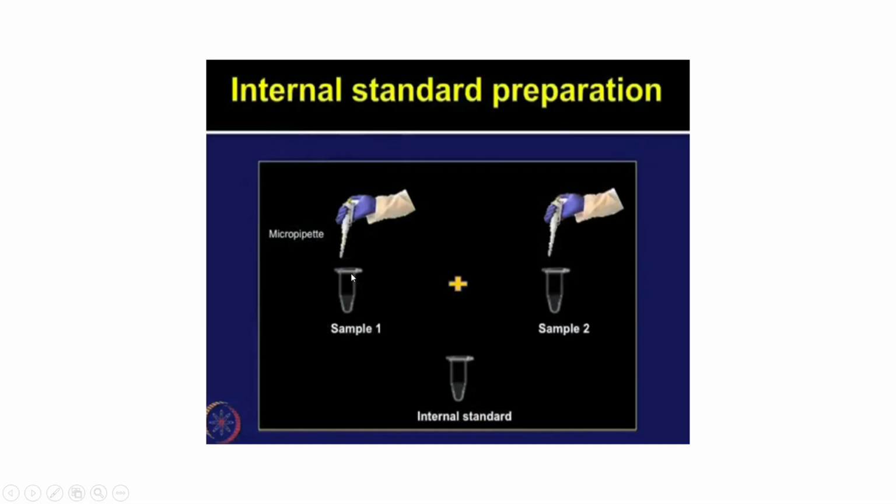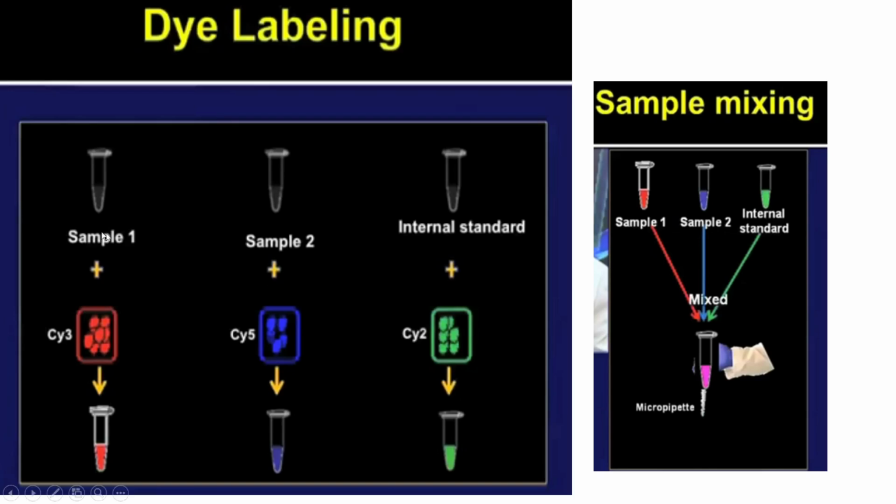So how exactly are these prepared? Like your sample one, sample two, and internal standard. Sample one can be control, sample two can be the diseased one, depending upon your study. As I said, Psi 3 and Psi 5 are generally used for your samples, and Psi 2 is used for labeling the internal standard. You can pool all of them together, and then this sample can be used for running 2DE. Basically this labeling step is the additional step, and all other steps we have already discussed in 2DE.